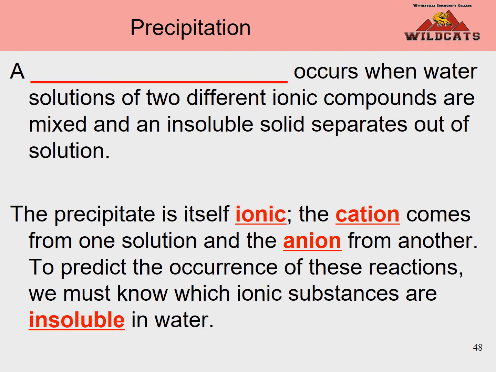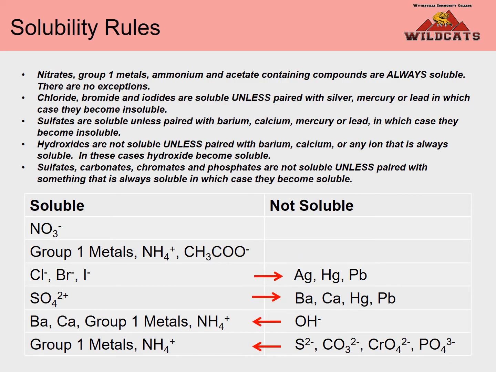To get back to where we started, we were looking at precipitation reactions. A precipitation reaction occurs when water solutions of two different ionic compounds are mixed and an insoluble solid separates out of solution. The precipitate is itself ionic because it comes from the cation and anion, one from one solution, one from the other, and they form an insoluble product in water. In order to predict this, we use solubility rules to figure out what's soluble and not soluble. The solubility rules are fairly cumbersome. You have to memorize them or look at the chart and figure things out.